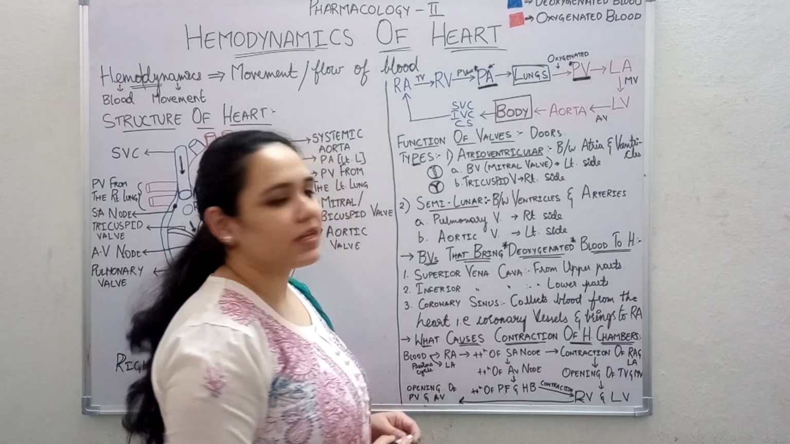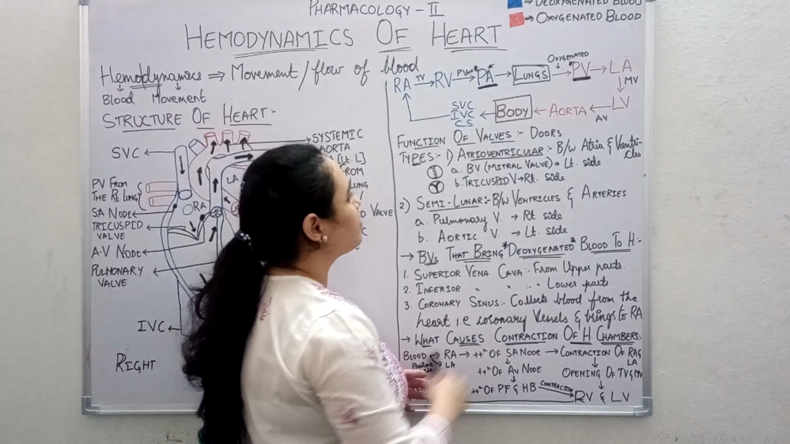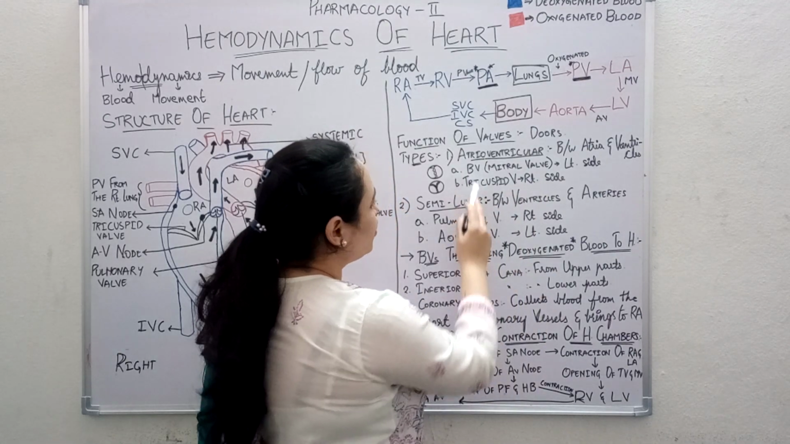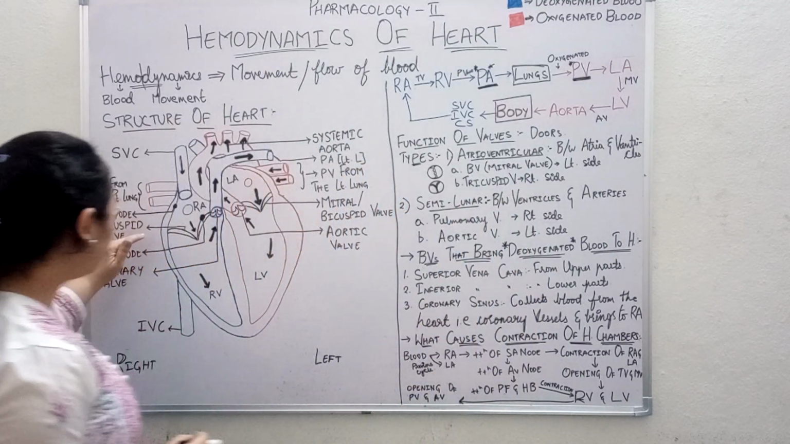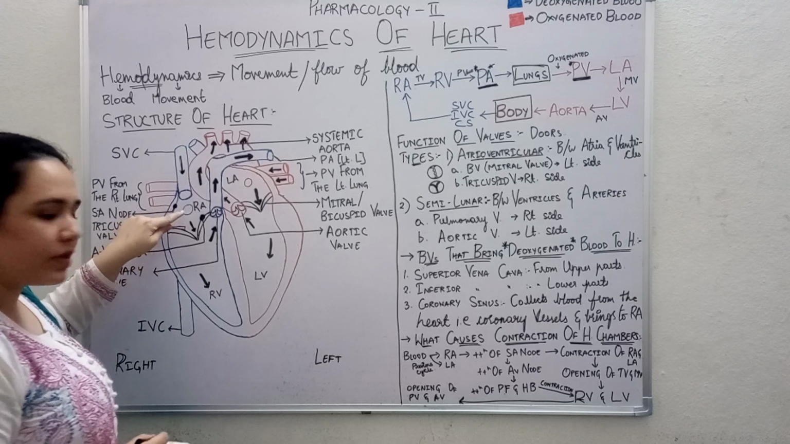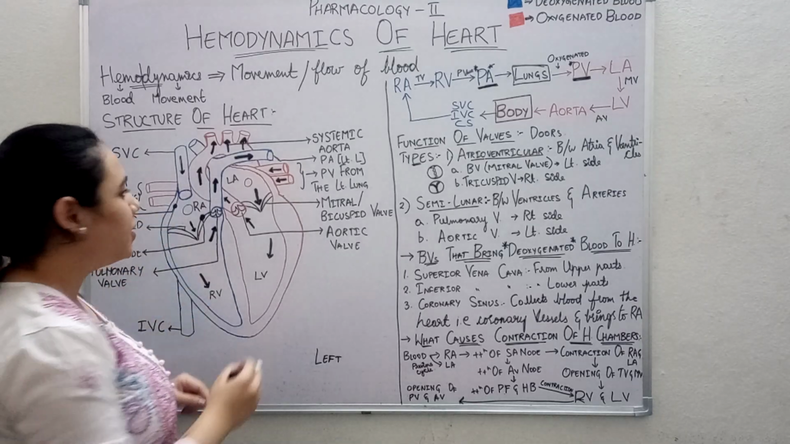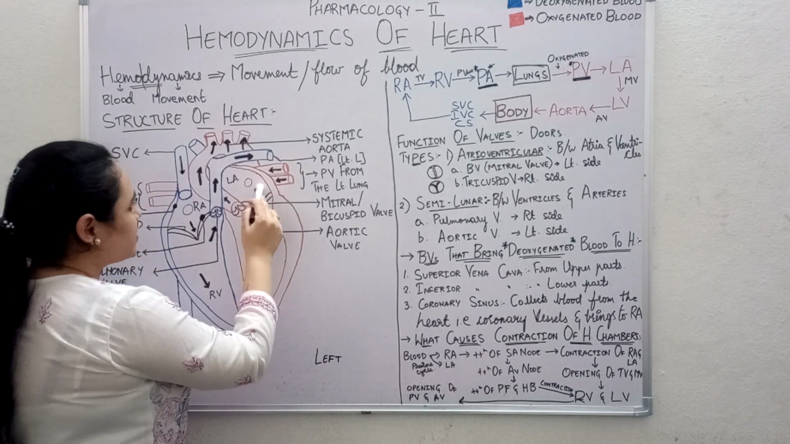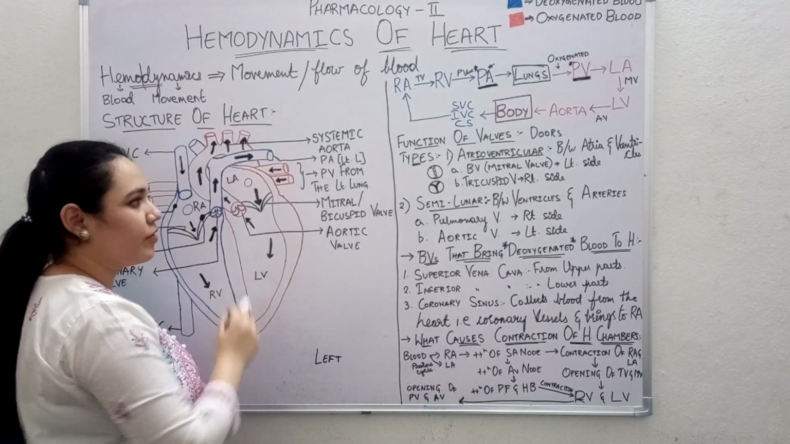So from the name itself we can understand that these are present between atria and ventricles. So these are two valves, the tricuspid valve and the bicuspid valve or mitral valve, which is present between left atria and left ventricle.